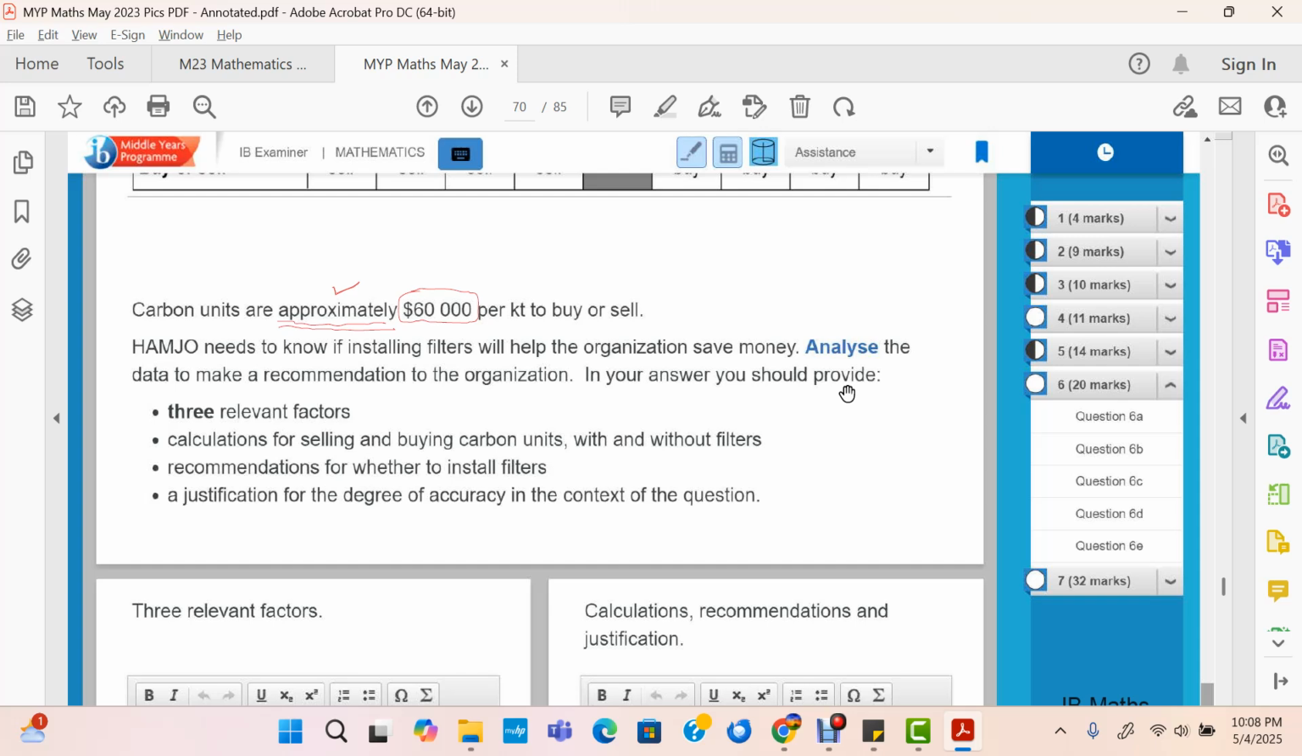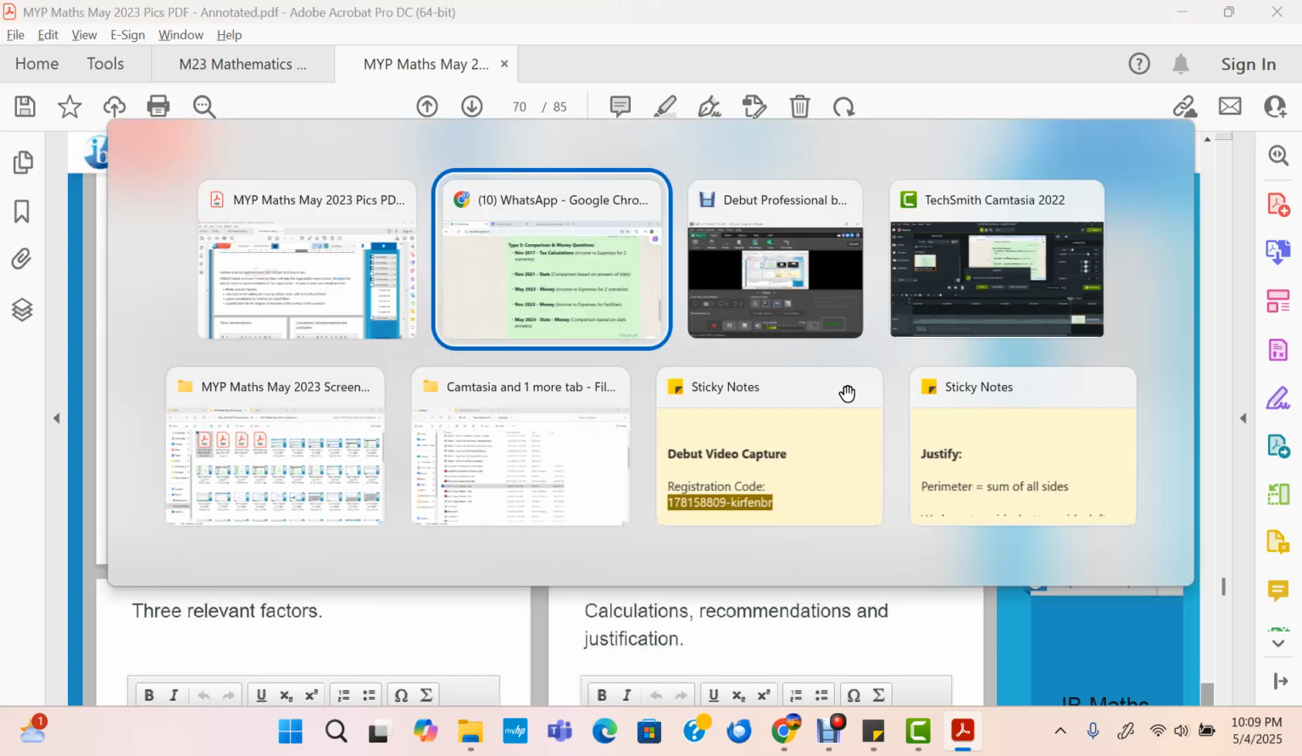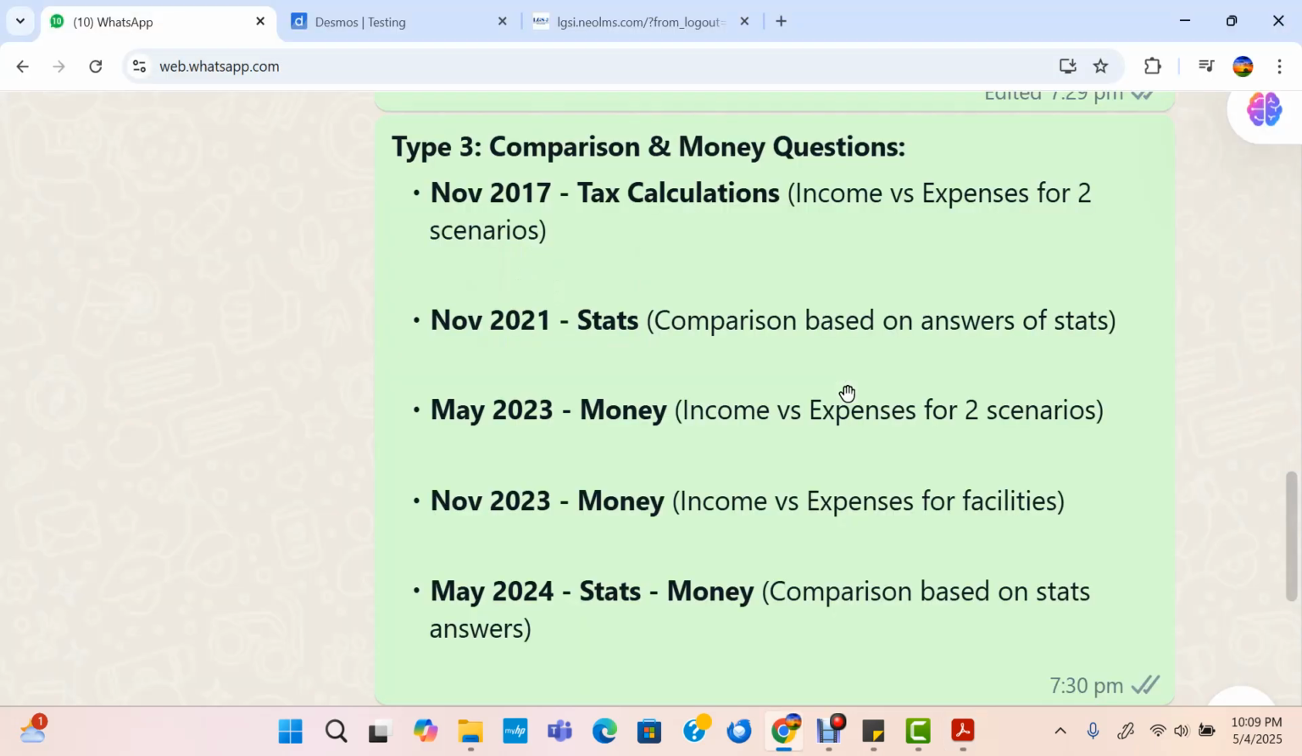So costs and earnings, just balance them for the two scenarios and select the scenario which has a lower cost. That's the rational thing to do, and this finishes our question of May 23.